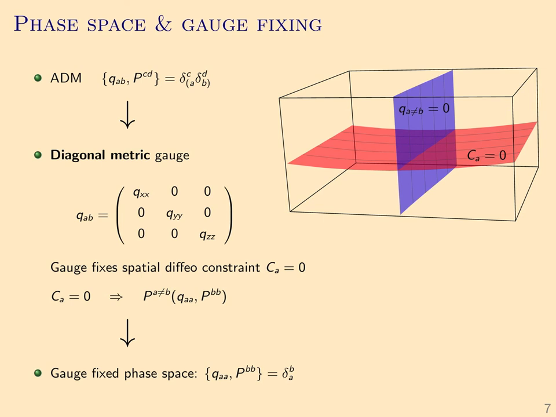Now, if you look at the picture on the right, you see kind of the usual picture that people draw. So this box corresponds to phase space. On phase space, we have the constraint surface, the red one, where the spatial diffeomorphism constraint vanishes. This is kind of the constraint surface of the ADM phase space, neglecting the Hamiltonian constraint for now. And this constraint surface is cut by the blue surface, which is saying that the metric is diagonal. And what you're doing in this gauge fixing, you're working on the cut between these two surfaces. You're working on the cut between the blue and the red surface. On this, you have your reduced variables, which are the diagonal components of the metric and the momentum.